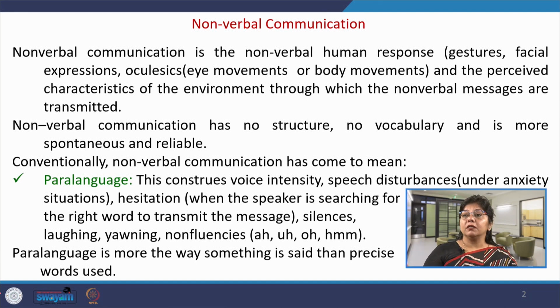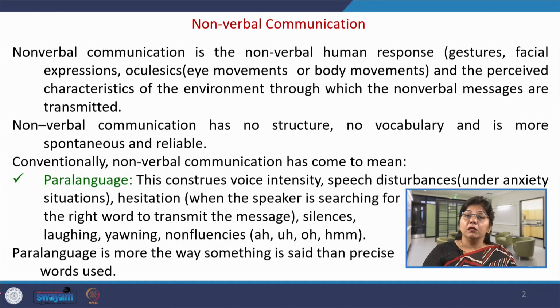For example, the first is paralanguage. It has no words, it has no vocabulary, but still it has some voice, a continuous voice with some intensity and some disturbances, through which we understand what the other person is feeling in a particular situation. For example, a person will experience speech disturbances when he experiences anxiety or fear in the situation, and he will start hesitating or stammering or stuttering as well. So, this is about paralanguage, where the voice intensity is being read in a non-verbal manner, showing that the person is fearful or full of anxiety.